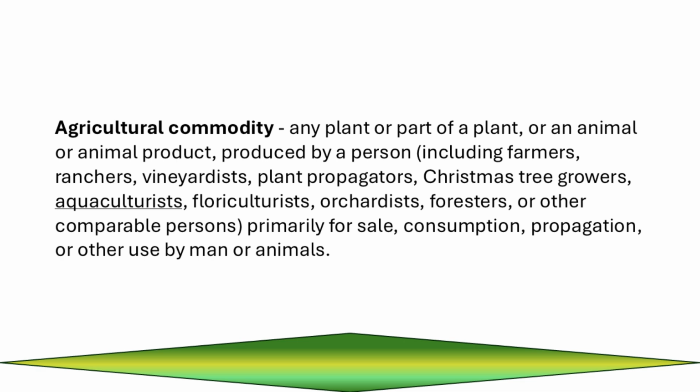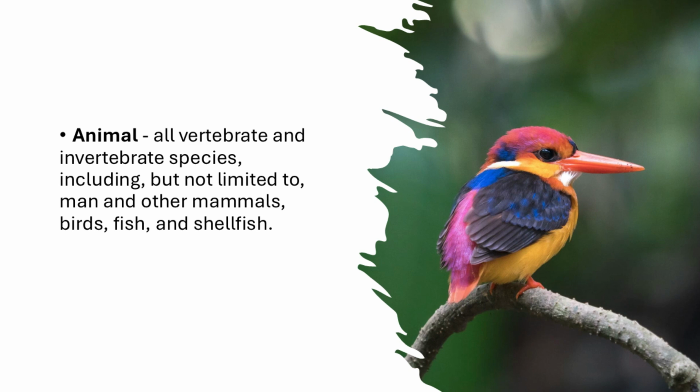Agricultural commodity. Any plant or part of a plant or an animal or animal product produced by a person, including farmers, ranchers, vineyardists, plant propagators, Christmas tree growers, aquaculturists, floriculturists, orchardists, foresters, or other comparable persons, primarily for sale, consumption, propagation, or other use by man or animals. Animal. All vertebrate and invertebrate species, including, but not limited to, man and other mammals, birds, fish, and shellfish.